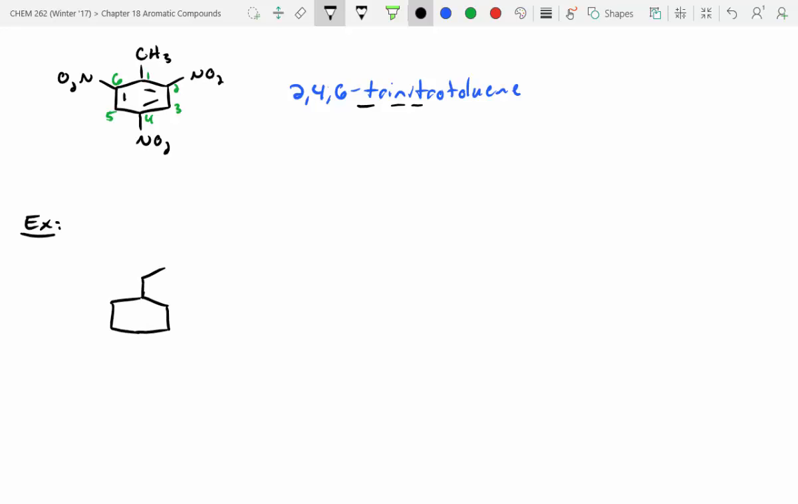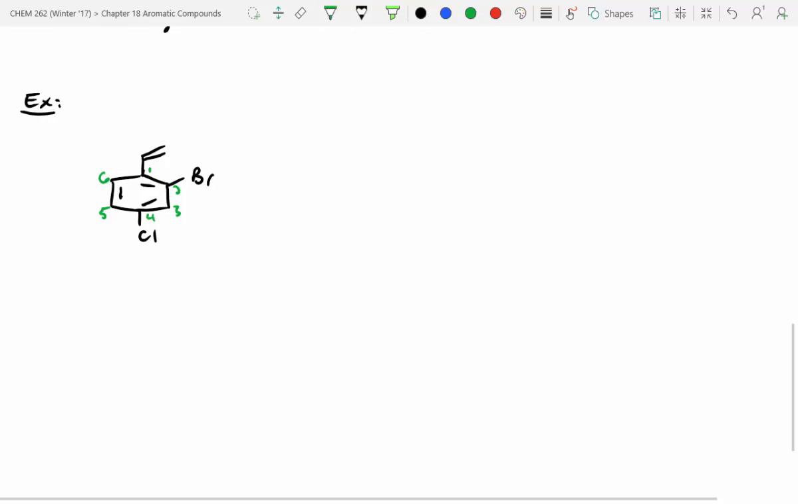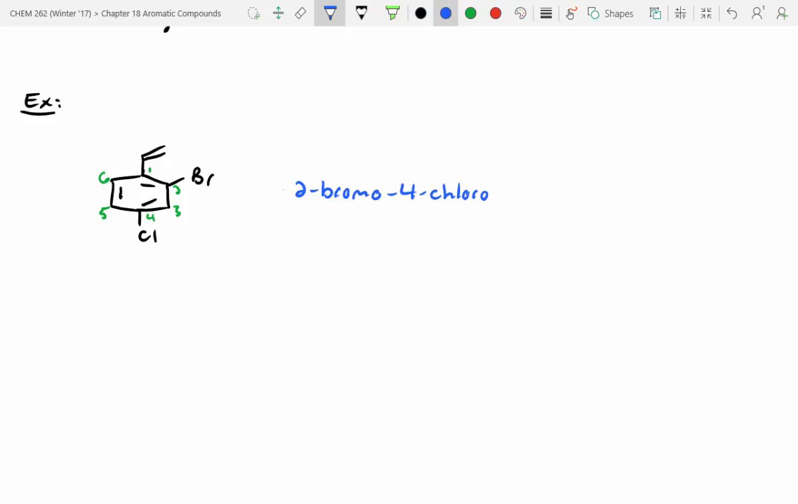All right, let's do another one. Let's do this one. So let's do it in order, right? So we've got 1, 2, 3, 4, 5, 6. The parent is going to be what? Styrene. So you do have to remember all of those parent names. I know it takes a little bit of work, but you'd be surprised how quickly you can learn them. All right. What will go first in the naming, the bromo or the chloro? Bromo, right? So you do have to alphabetize them. So this would be 2-bromo, 4-chloro, styrene.